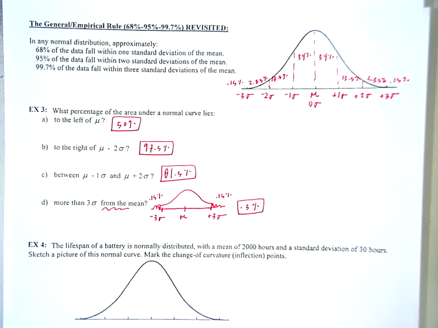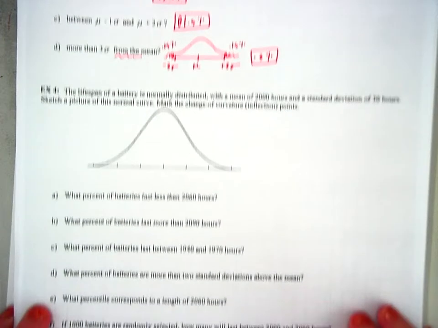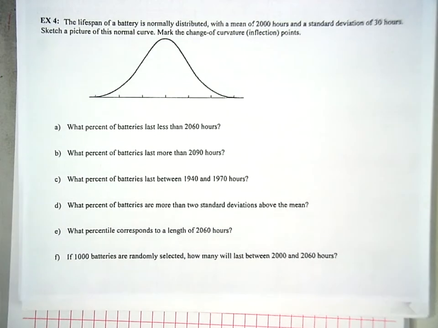All right, one more problem. The lifespan of a battery, let me slide it up. The lifespan of a battery is normally distributed with a mean of 2,000 hours and a standard deviation of 30 hours. Sketch a picture of this normal curve, mark the change of curvature, the inflection points.